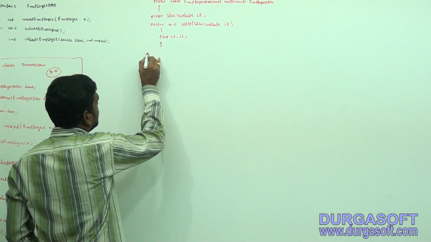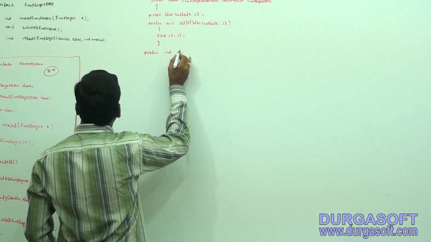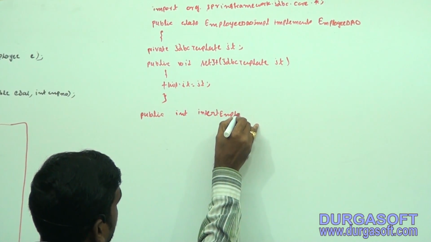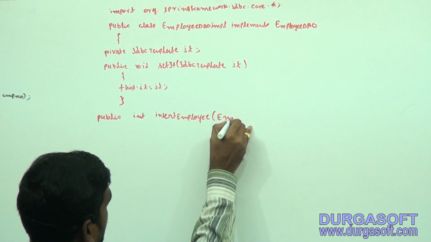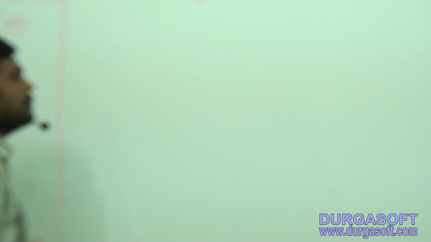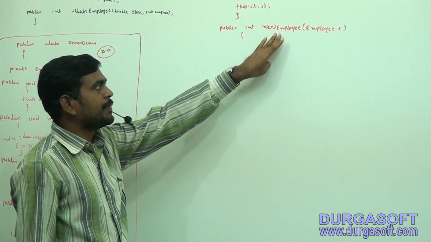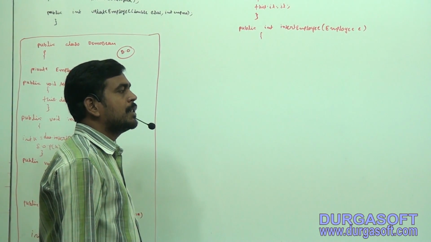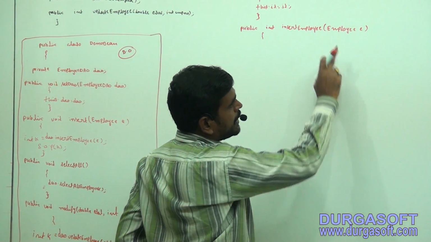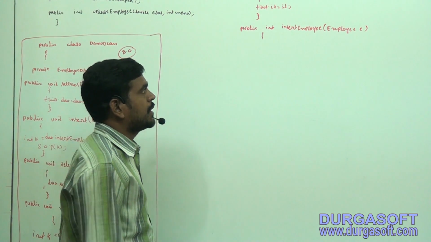Now how to provide? Public int insertEmployee, Employee e. Now here we can write the insert logic. If we want to write the insert logic here, first of all we need to get the values. Where are the values available? The values are available in the Employee class object. Now we need to get all the values like this.